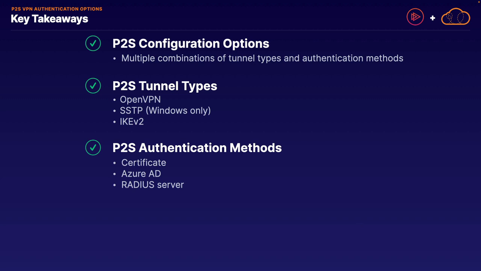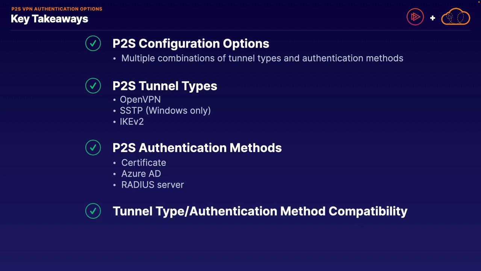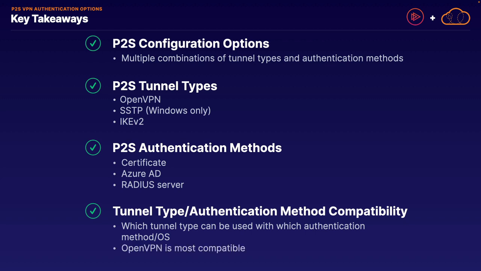And we also looked at our 3 different point-to-site authentication methods, which include certificate-based authentication, Azure AD authentication, and Radius servers. And then finally, we took a big picture view of the different compatibilities between different tunnel types, authentication methods, and operating systems, in which we covered there is an exam expectation that you should be familiar which tunnel type can be used with which different authentication methods and operating system as well. From which we also discussed that if you simply can't remember the answer, OpenVPN is the most compatible, and it is a good, safe choice to go with.